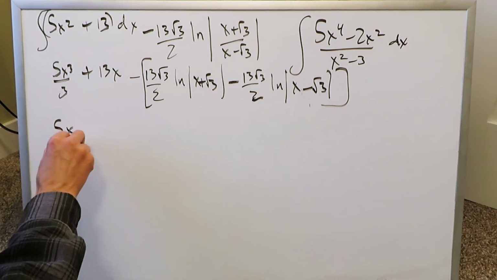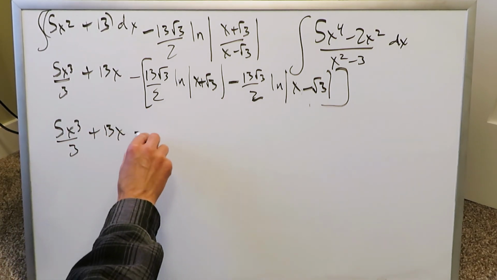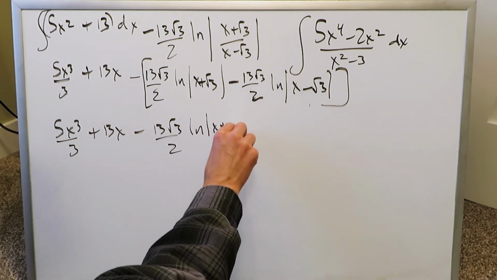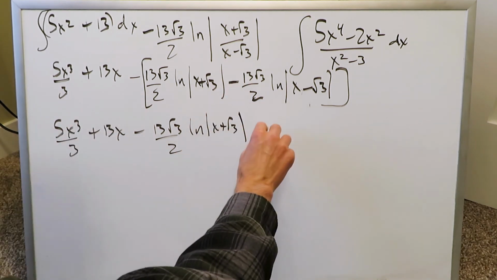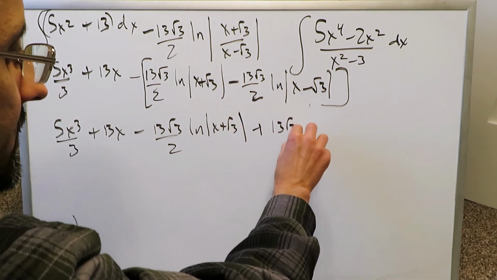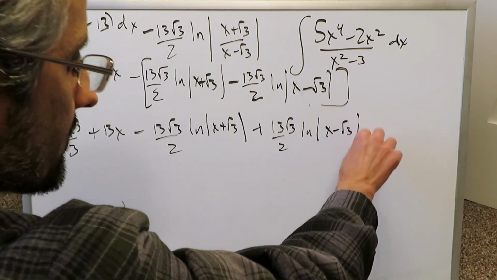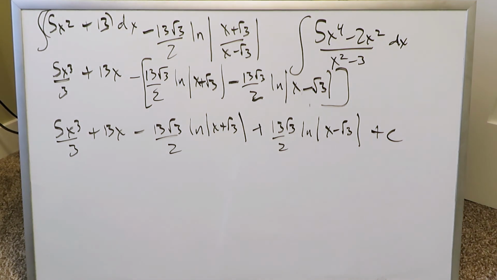Let's write everything here again. 5x cubed over 3 plus 13x, open up the parentheses, minus 13 root 3 over 2 natural log x plus root 3. This minus and this minus will become a plus. 13 root 3 over 2 natural log absolute value x minus root 3, close the absolute value, bring a plus C, and that looks to be a good final answer.